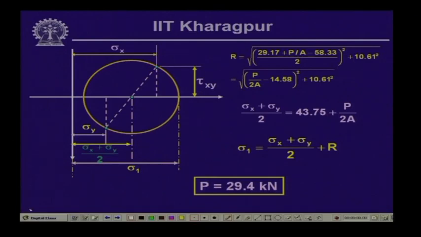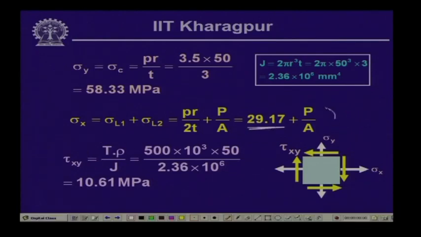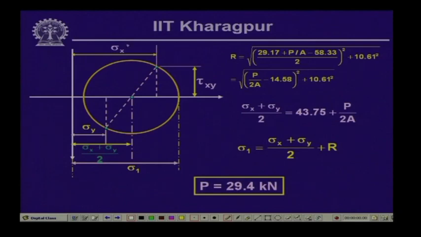Now, to find out the maximum normal stress at that particular point, we plot them in the Mohr circle. We have the value of sigma x, which is 29.17 plus P by A, the value of sigma y is 58.33, and tau xy is 10.61. Sigma x and tau xy are indicated by this particular point, and sigma y and tau xy by this other point. If we join them together, this is the center of the Mohr circle where it cuts the normal stress axis, the sigma axis, and this is the tau axis.